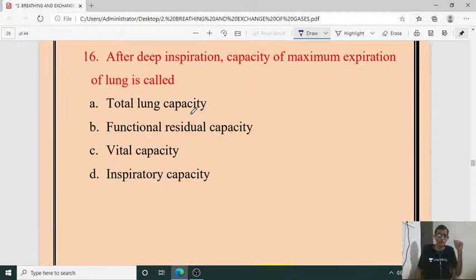Then the next question: after a deep, prolonged inspiration, the capacity of maximum expiration of the lung is called what? What is the terminology? Total lung capacity, functional residual capacity, vital capacity, inspiratory capacity. It is the vital capacity of that person's lung. So the right answer for the 16th question is C. We are left with another 9 questions. Okay, we'll continue.